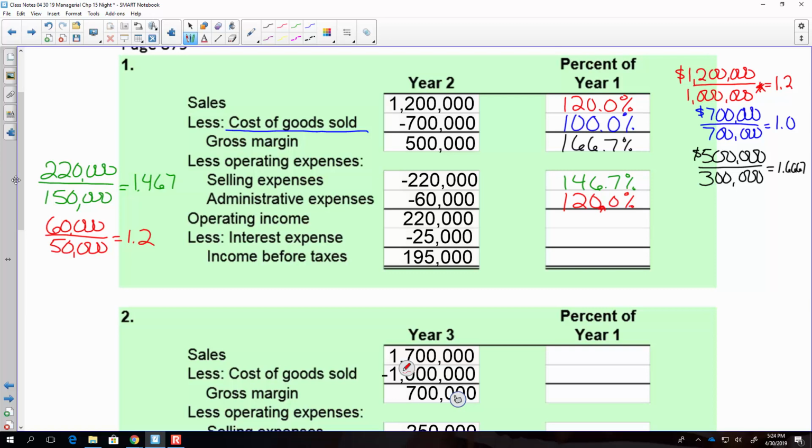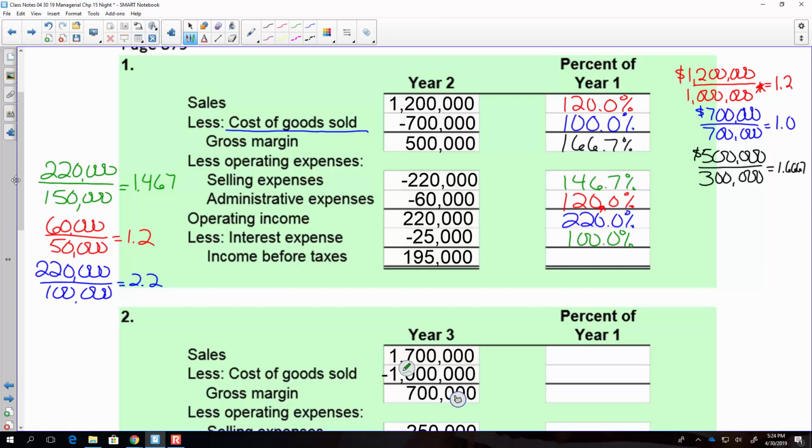Operating income should have shown a pretty big increase, and it does. 220 versus 100. Obviously, that's 2.2, 220%. Huge change. Bankers would like to see that change, right? Interest didn't change at all, so that stays at 100. So we don't even have to do that computation.